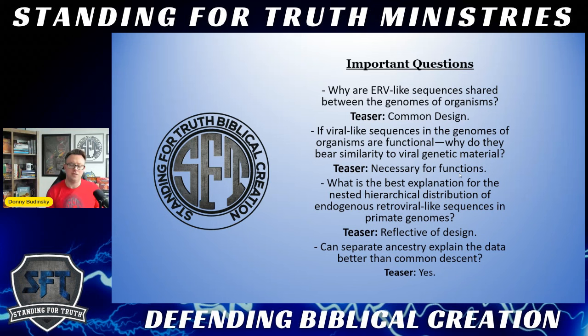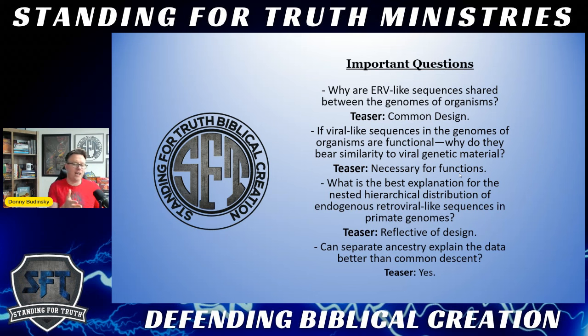What is the best explanation for the nested hierarchical distribution of endogenous retroviral-like sequences in primate genomes? If the majority of ERV and ERV-like sequences are created units of DNA function, they represent designed elements in the genomes of biological organisms, then of course we are going to share more of them with a chimpanzee than we do with a dog. Okay, because we look a lot more similar to a chimpanzee than we do to a dog. Human engineers design in nested hierarchical patterns.